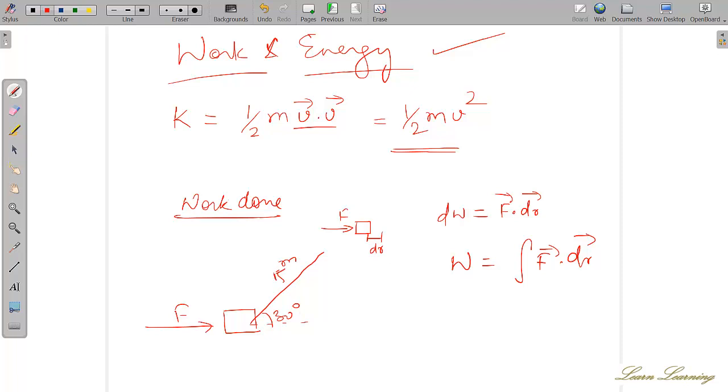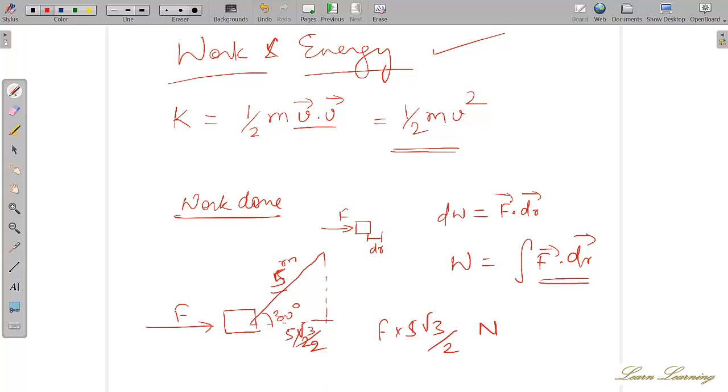Basically, what this equation means is we do not consider the movement in the other direction. We consider the movement only in the direction of the force. So that is 5 root 3 by 2. So the work done will be basically force into 5 root 3 by 2, with force in newtons.